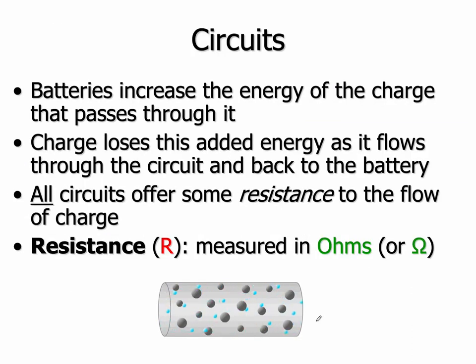One other part we've got to mention real quick is that batteries do work on charge. They increase the energy of the charge. But charge always loses this added energy as it flows through the circuit and back to the battery. Circuit literally means circle. All electrical circuits are basically circles. All circuits, except for superconducting circuits, offer some resistance to the flow of charge. Resistance is measured with the variable R, and it's measured in ohms. Now, ohms should be abbreviated with a capital O, but that would be confusing next to a number. So we use omega as the abbreviation for ohms, the unit of resistance.